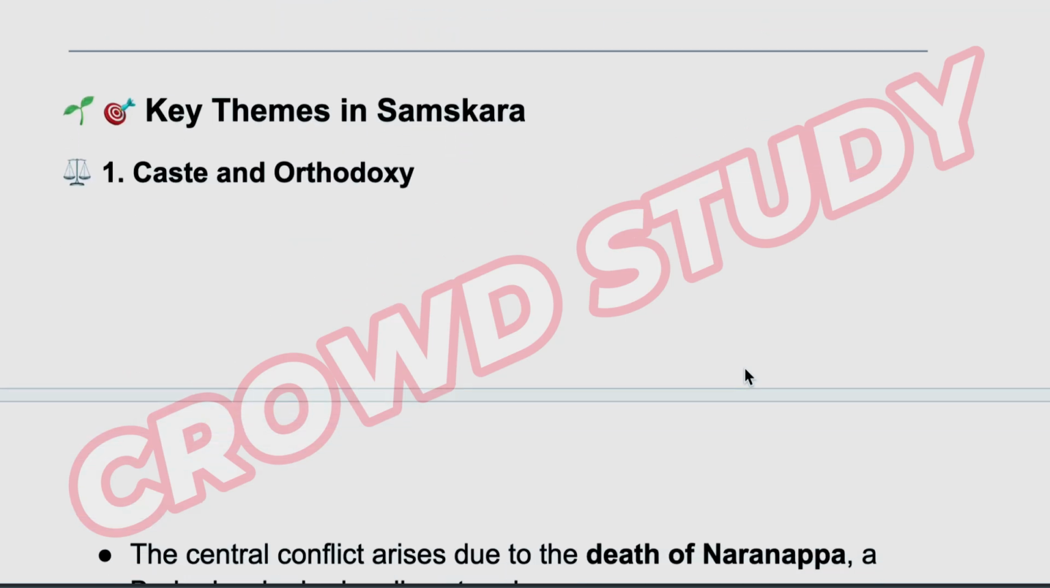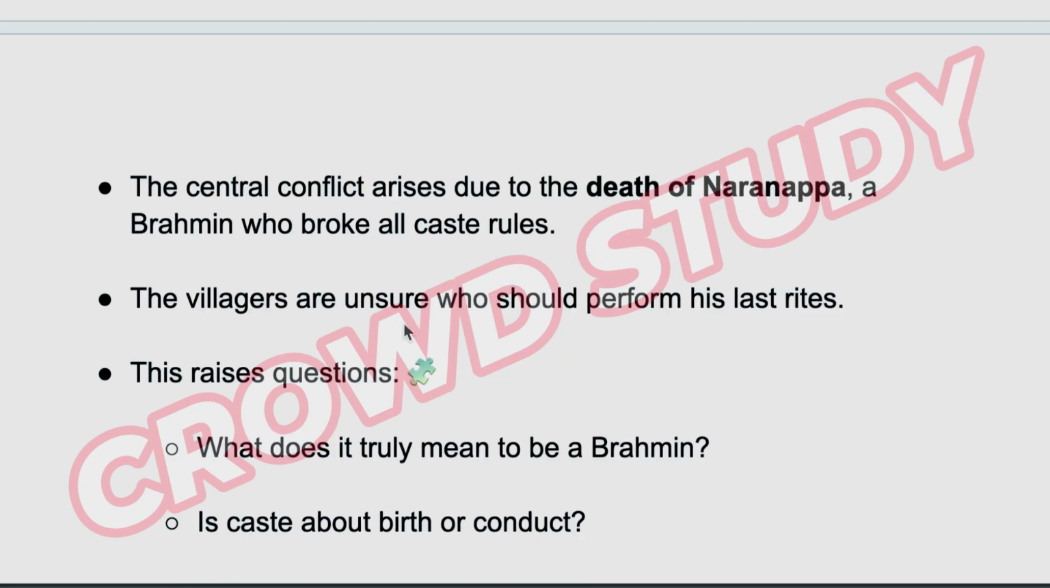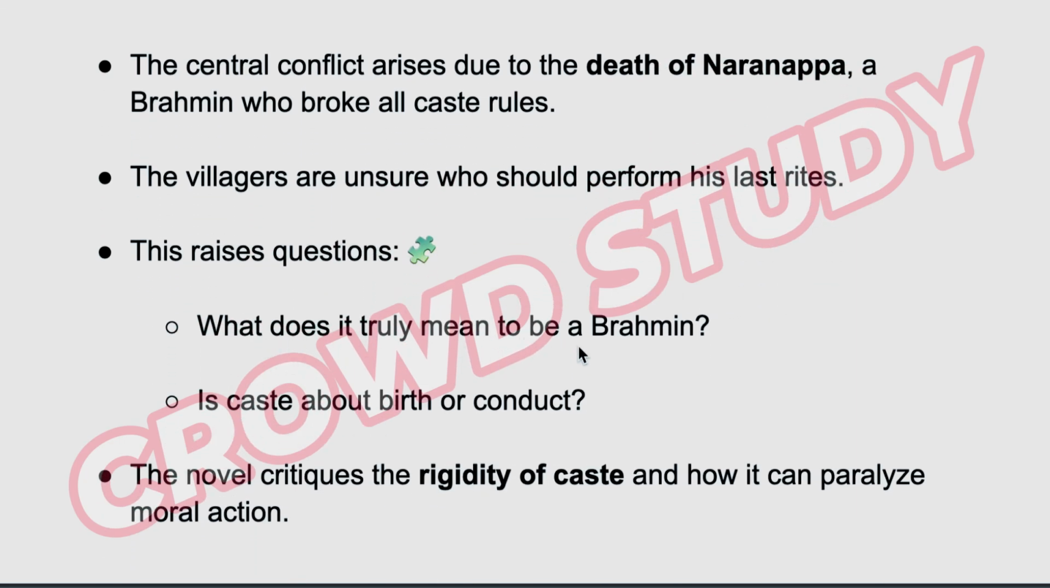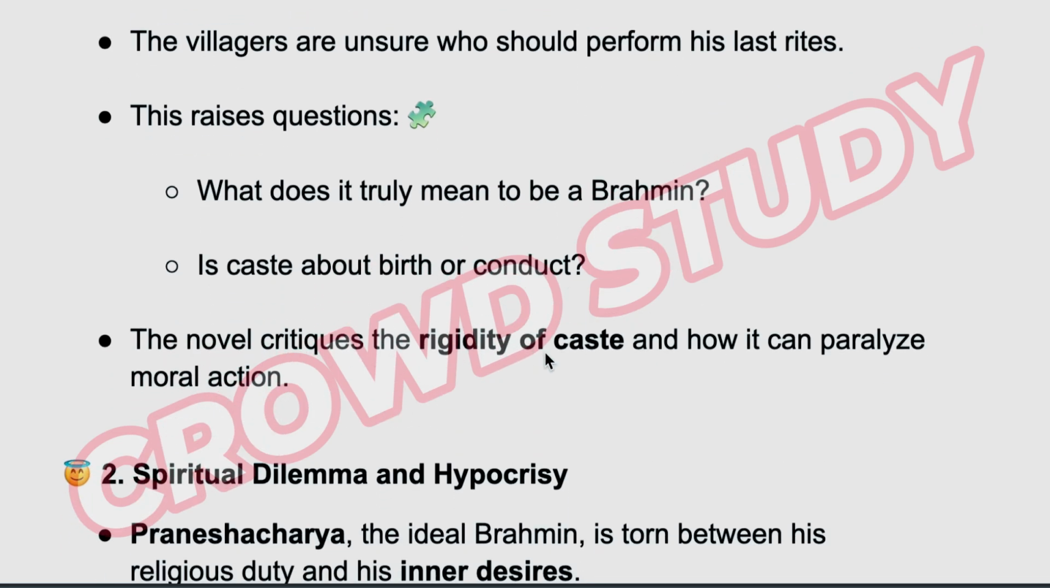Number 1. Caste and orthodoxy. The central conflict arises due to the death of Naranappa, a Brahmin who broke all caste rules. The villagers are unsure who should perform his last rites. This raises questions. What does it truly mean to be a Brahmin? Is caste about birth or conduct? The novel critiques the rigidity of caste and how it can paralyze moral action.